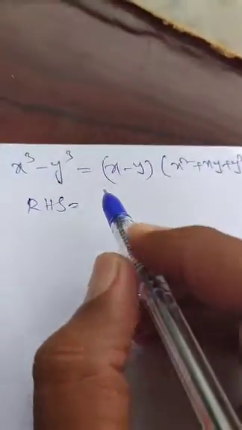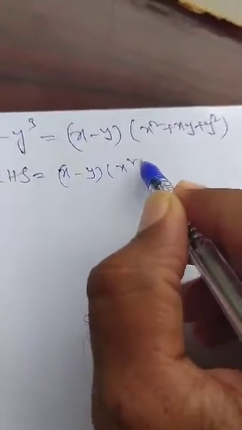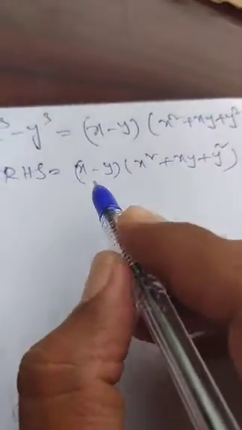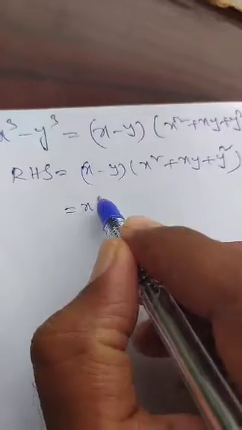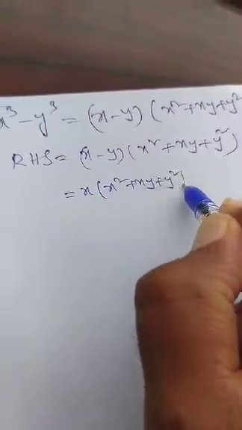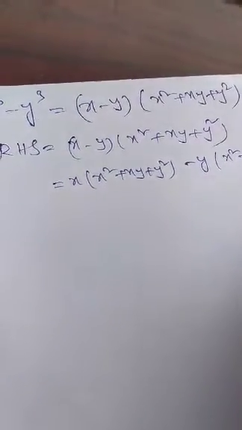In order to prove any algebraic statement is correct or wrong, let us take the RHS, whatever the given RHS is. RHS is x minus y into x square plus xy plus y square. So let us multiply binomial into trinomial, that is x into x square plus xy plus y square, minus y into x square plus xy plus y square.